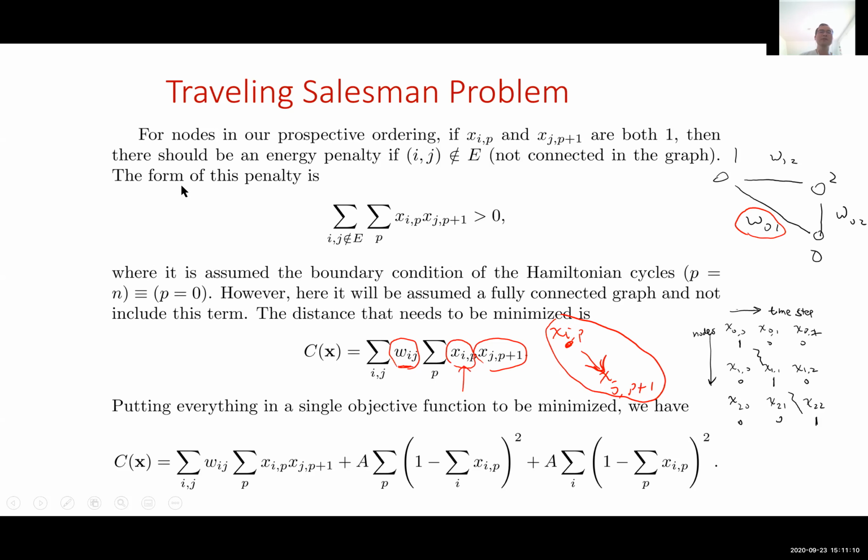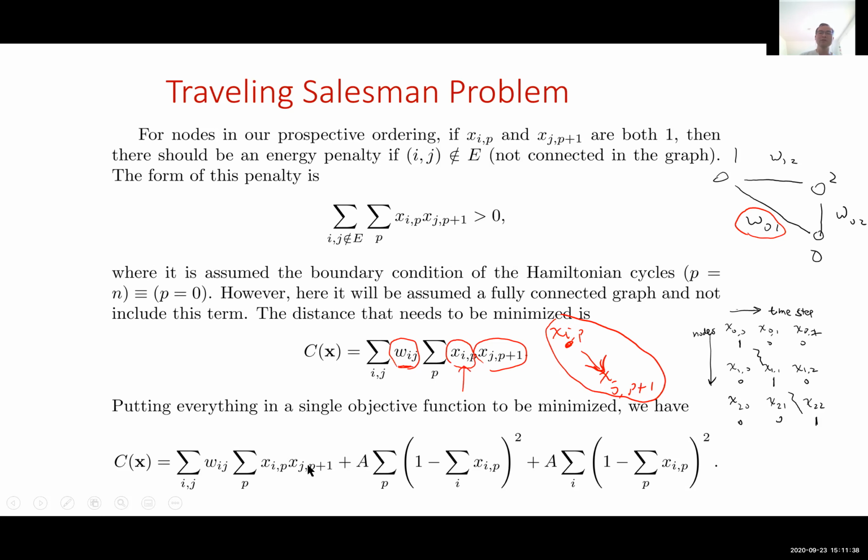They also have a comment that you don't want it to jump from one node to another node that are not connected. So they could put in a constraint, but they say in this problem it would be a fully connected graph and so not include this term. Basically, ignore that. Anyway, the final cost function is this.